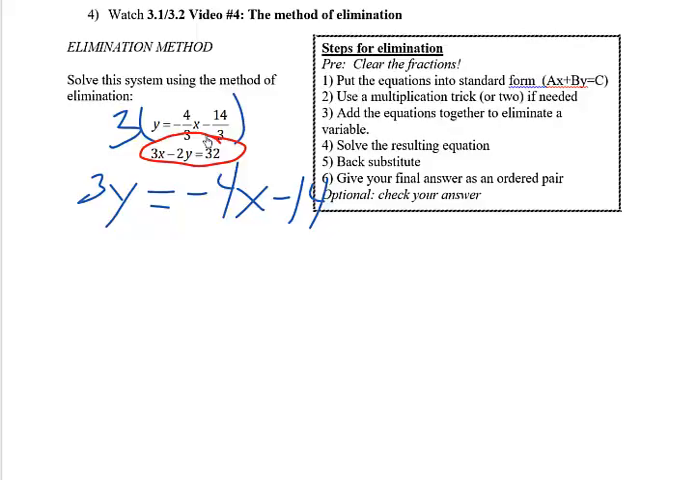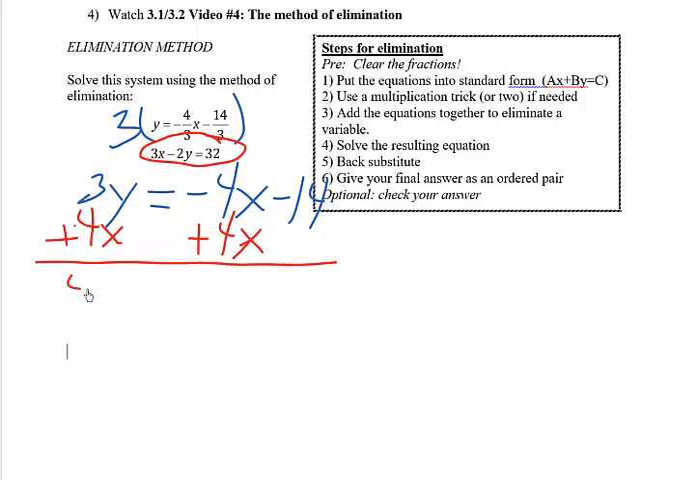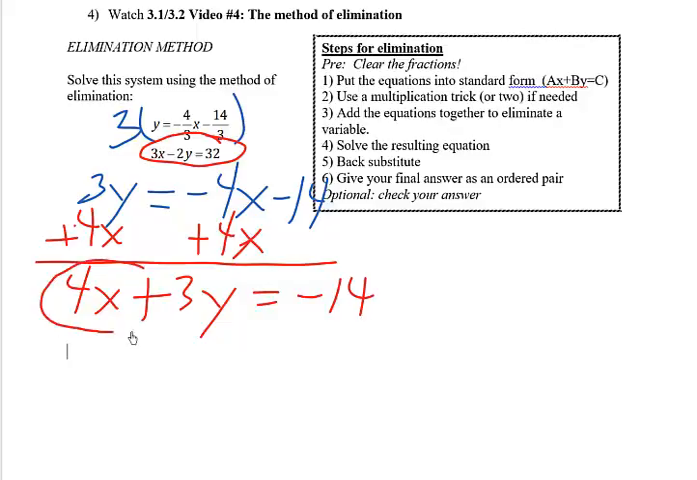That one we were just working with, however, is not quite in standard form. This x term is on the wrong side, so I'll need to move that to the other side, resulting in 4x plus 3y equals negative 14. These two equations together are now in standard form. Let's go ahead and rewrite the equations so we can see them next to each other.